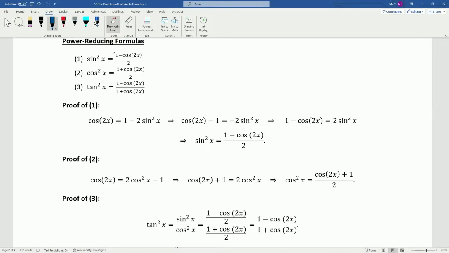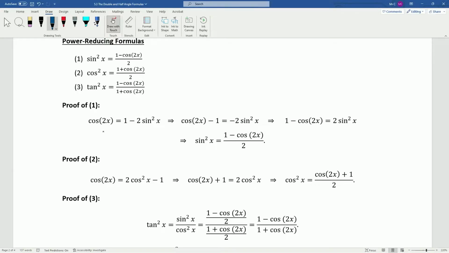Sine squared of x equals 1 minus cosine of 2x all over 2. Cosine squared of x equals 1 plus cosine of 2x all over 2. And tangent squared of x equals 1 minus cosine of 2x divided by 1 plus cosine of 2x. And this tangent squared one should make sense because it's just sine squared divided by cosine squared. So it simplifies very quickly to that, right? Which we'll see momentarily. But let's look at the proofs for these first two.